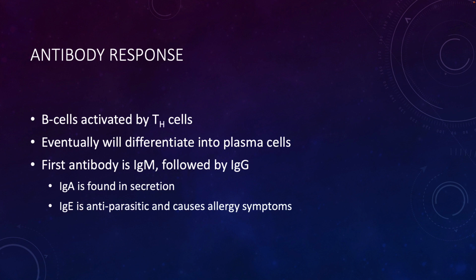We can also have class switching into IgA. IgA is the antibody that's secretory. We find it in saliva, mucus, GI tract. It's the one that protects you on all of those types of surfaces. And we can have IgE, which generally serves as our antiparasitic antibody, but also can cause allergy symptoms. So in the US, we tend to not have too many parasitic infections, so we mostly see IgE as that allergy response.